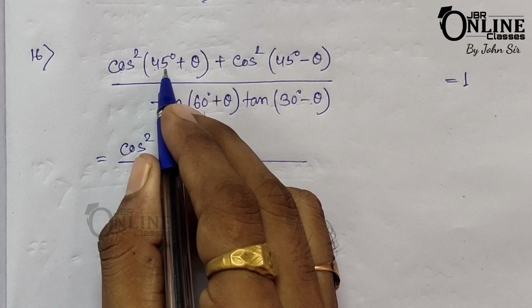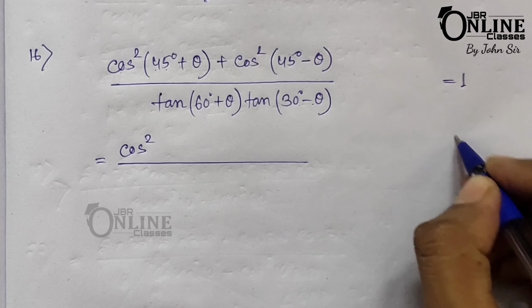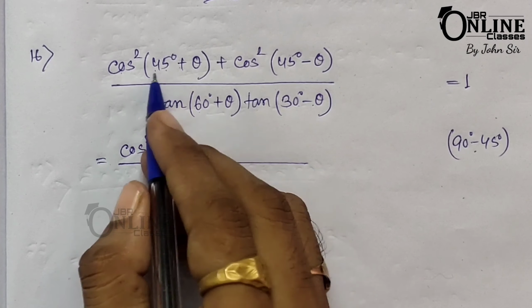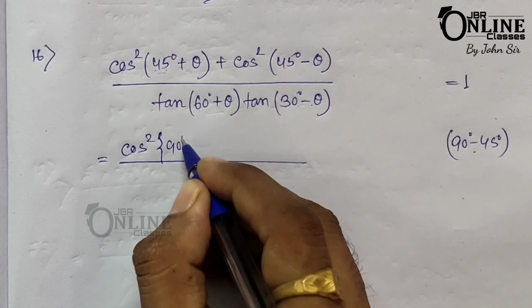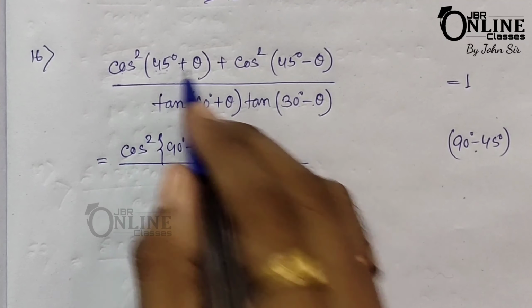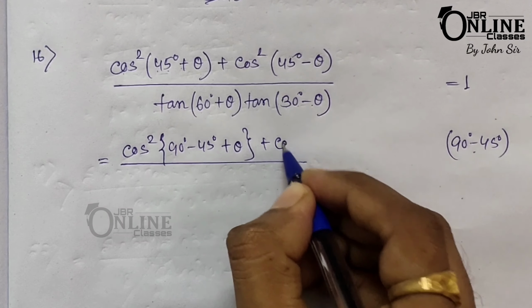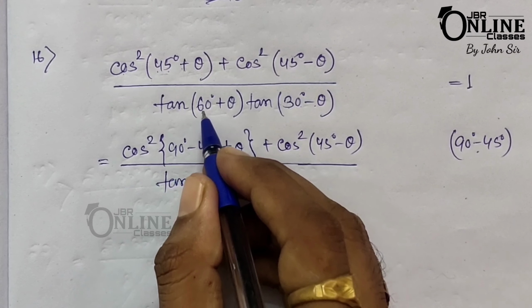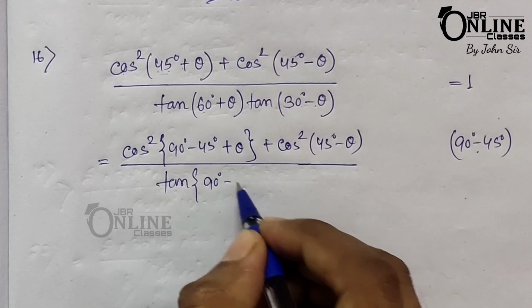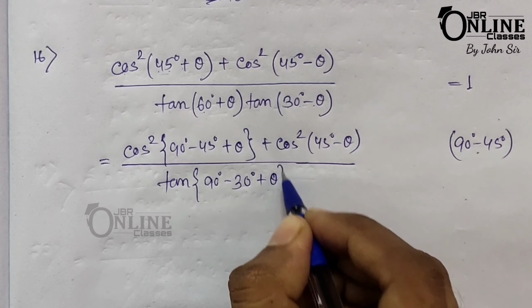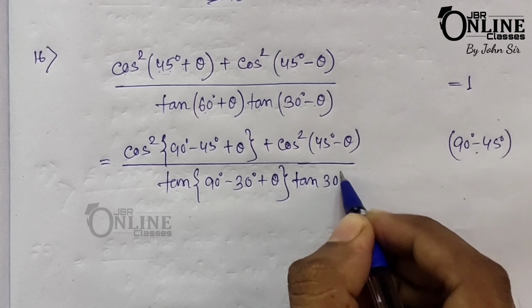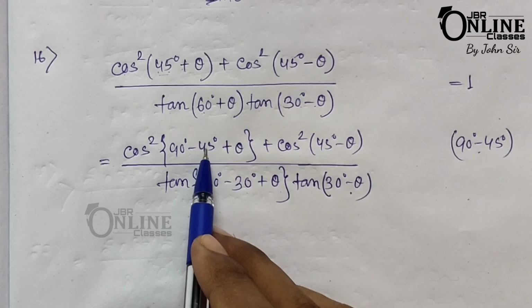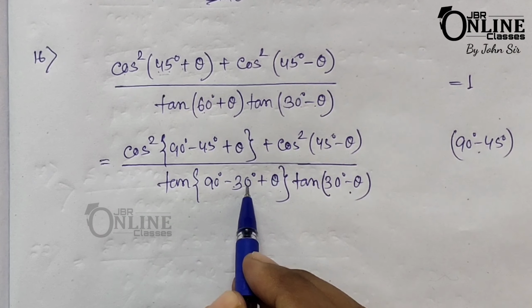So here 45 degree. Now you know that instead of 45 degree you can write 90 minus 45, which is also 45. So instead of 45, write here 90 minus 45 degree, and the last one plus theta. Now cos square(45° − theta) will be the same. Here, instead of 60 you can write 90 minus 30 plus theta, and the last one tan(30° − theta). Okay, so change 45 degree as 90 minus 45, change 60 degree as 90 minus 30.